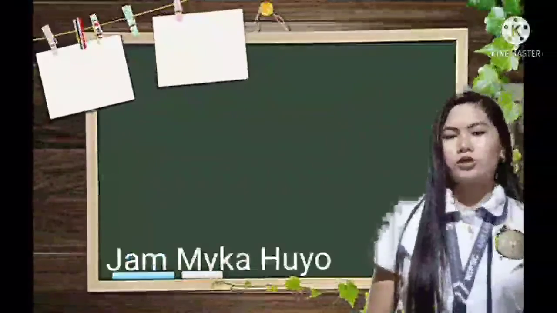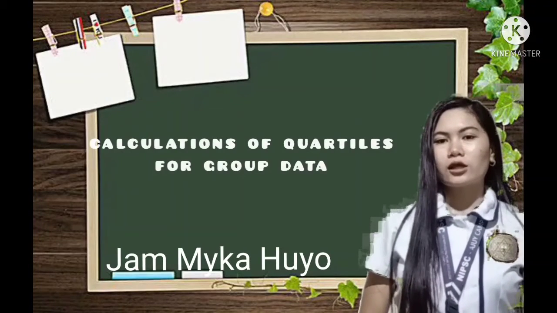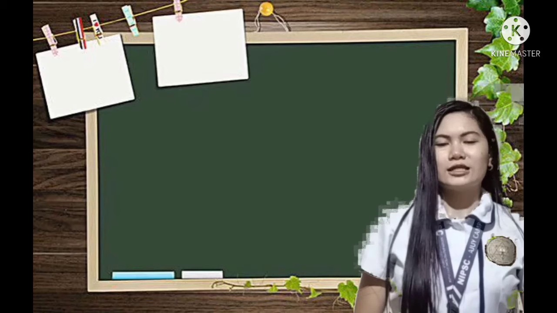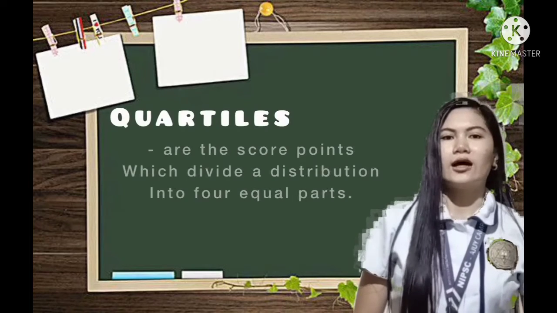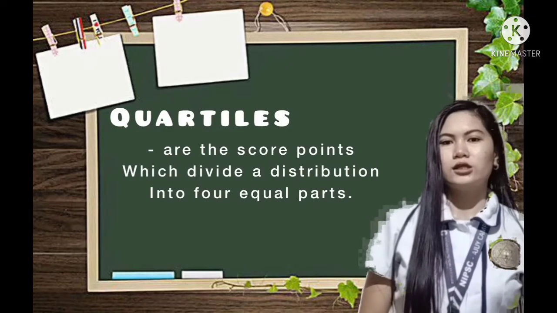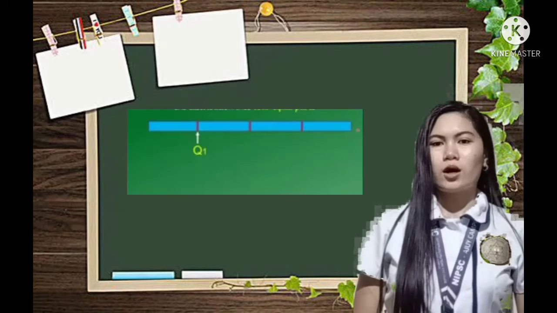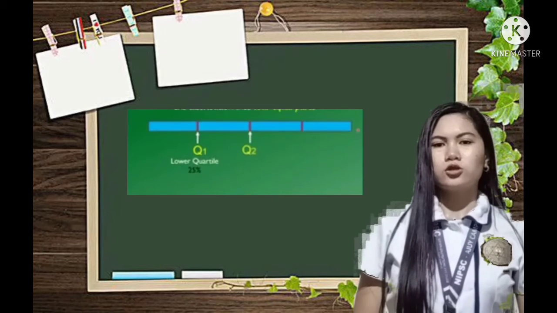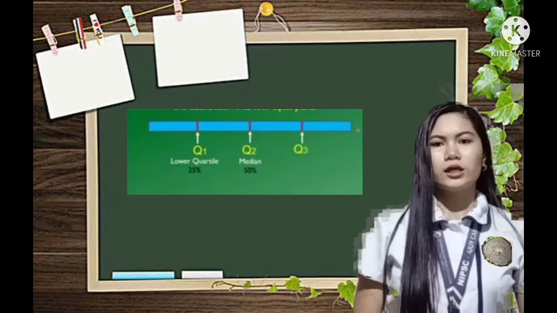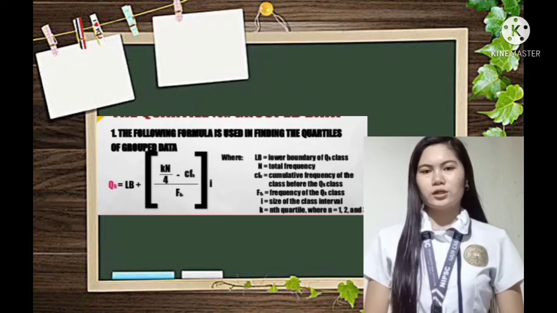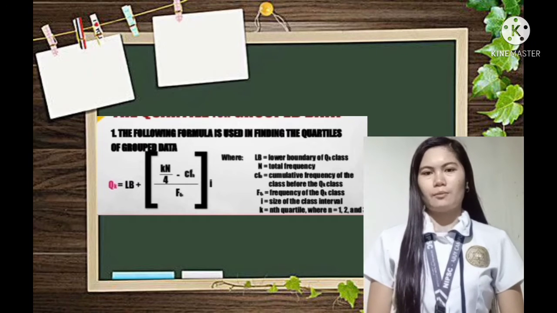Good day, everyone. Today I will discuss the calculation of quartiles for group data. But before that, let us define quartiles. Quartiles are the score points which divide a distribution into 4 equal parts. They are: quartile 1 is the lower quartile, quartile 2 is the middle quartile, and quartile 3 is the upper quartile. Here is the formula used in finding quartiles for group data.